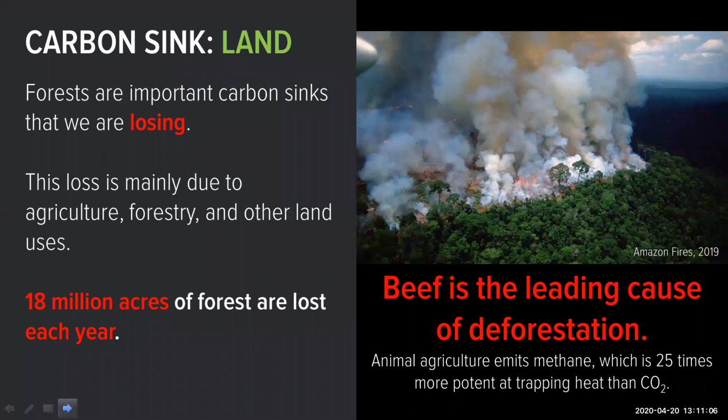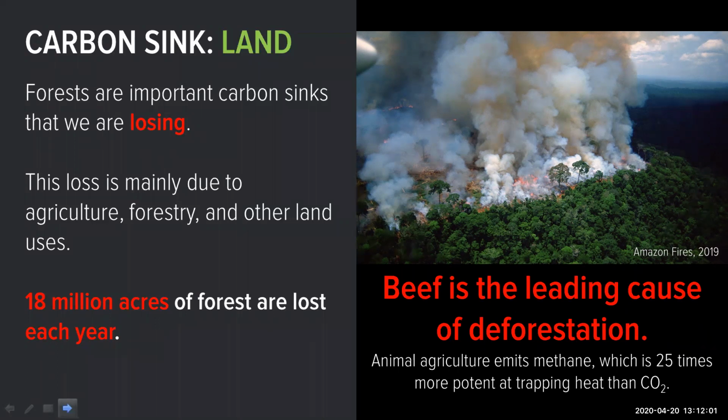Beef production is actually the leading cause of deforestation. Cows belch out methane, a greenhouse gas that is 25 times more potent at trapping heat than carbon dioxide. The fires we saw in the Amazon recently were largely due to clearing forests to make space for cows. Now we're going to release our last poll, which is going to test your knowledge of deforestation and beef production. I'm going to give you a few seconds. We want to know a meat-centric diet is responsible for how much, in terms of percentage, of global emissions?